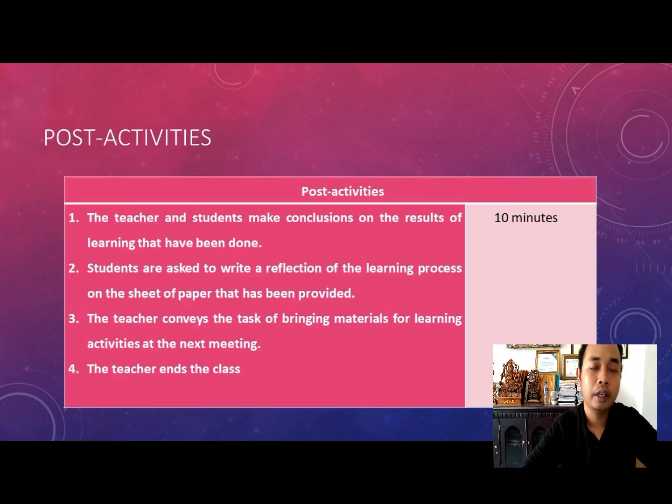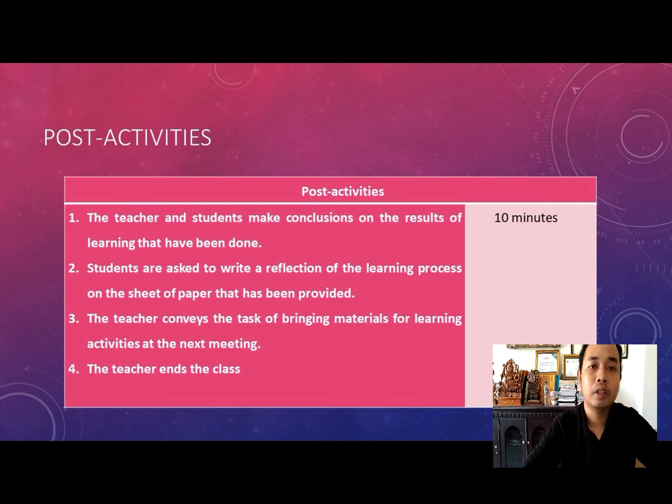And then last, in the post activities, the teacher and the students will make a conclusion based on the results of how a good paragraph is. Here the students will be shown a picture or infographic about how a good paragraph is determined.